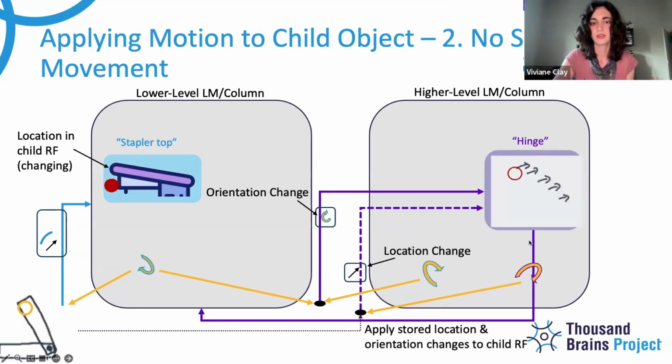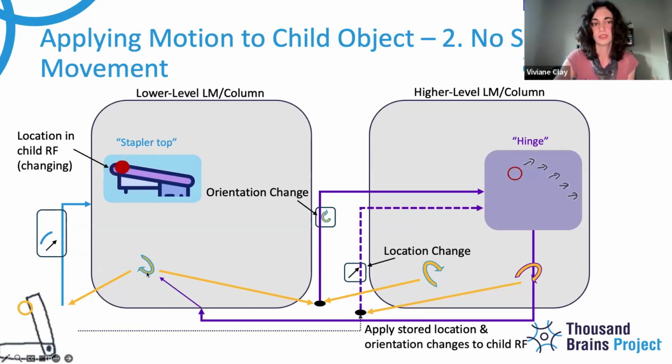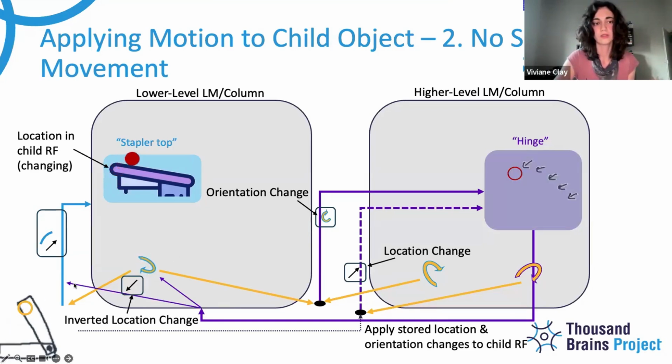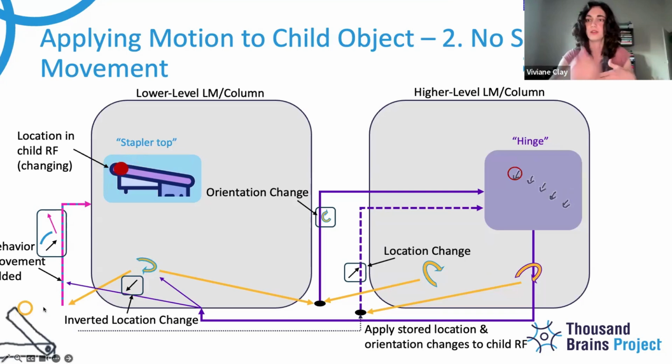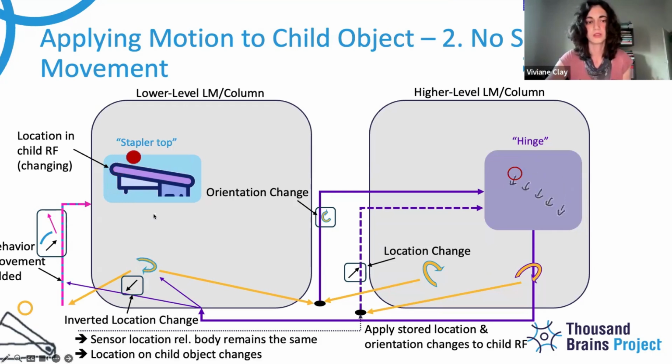And again, we can take the stored location and orientation changes and apply them to the child object's reference frame. So same mechanism to apply to the orientation, but then for the location, we again just take whatever location transform is stored in this model, we invert it, and then that becomes the movement input here. Since we don't have movement of the sensor, nothing cancels out. We actually are moving in the child object's reference frame, which is what we wanted to do. That's it. A little bit of a fast one.